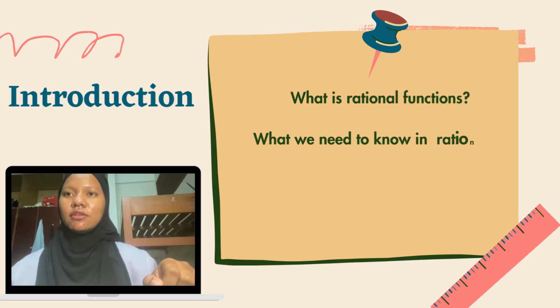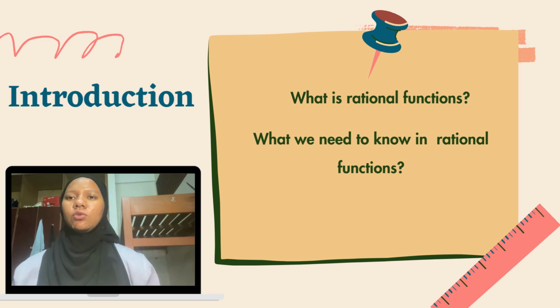What is a rational function? A rational function is a function that relates two polynomials, typically in the form f(x) equals p(x) over q(x), where p(x) is a polynomial and q(x) is not equal to 0.